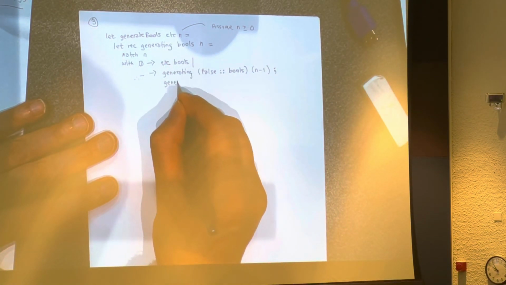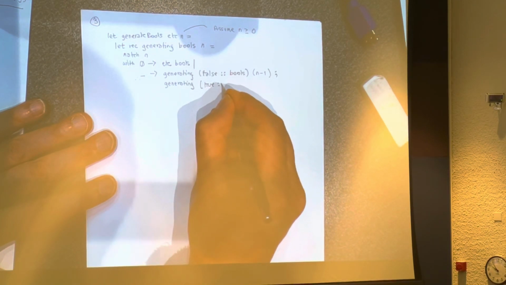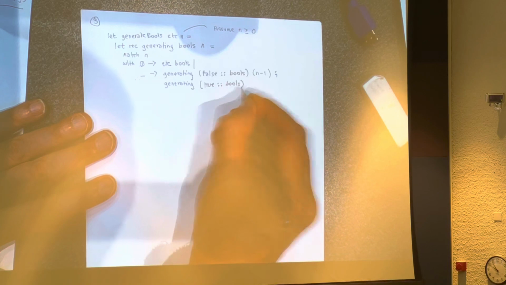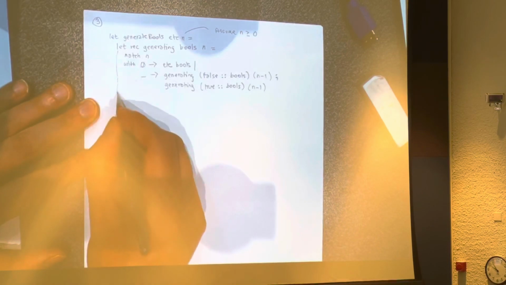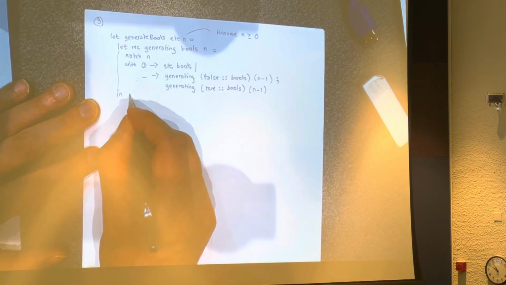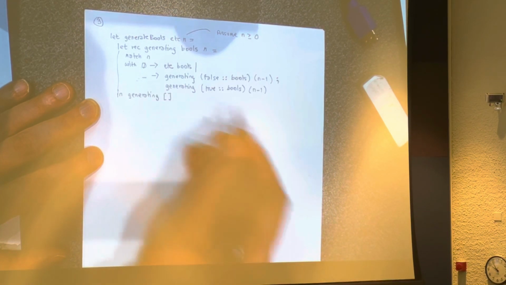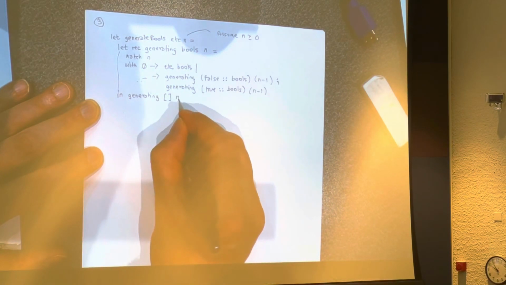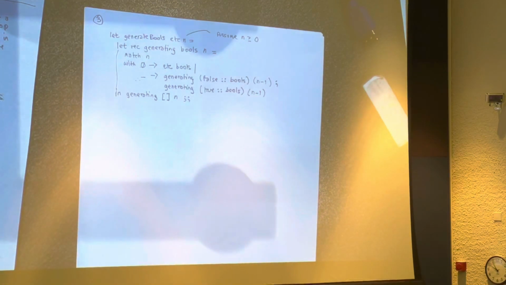Okay, what's the other possible way to generate a list of Booleans? Well, we could put true on the front of bools. And again here, n minus 1. Okay, and then this in matches our left. We're going to start generating with an empty list and with n. Okay, and let's see. I have 15 seconds left, so I cannot fully explain how this works. But I will talk about this next time.